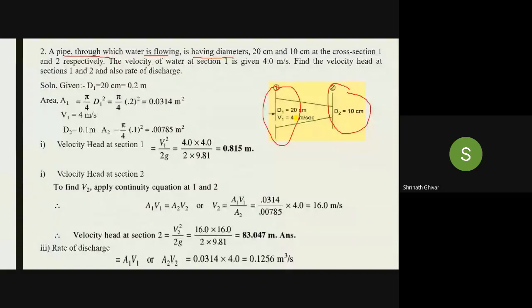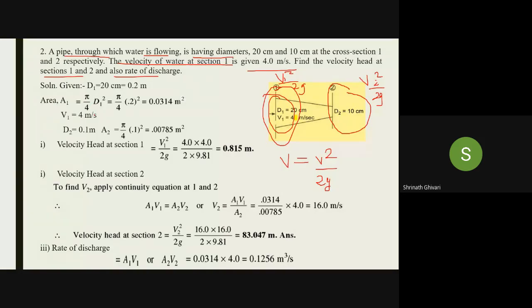Now, the velocity of water at section 1 is given as 4 meter per second. Find the velocity head at sections 1 and 2 and also the rate of discharge. You have to find out the velocity head. See, velocity is different, so velocity head is different. Velocity head is v square by 2g. So you have to find the velocity head at this point, that is v1 square by 2g, and here v2 square by 2g.